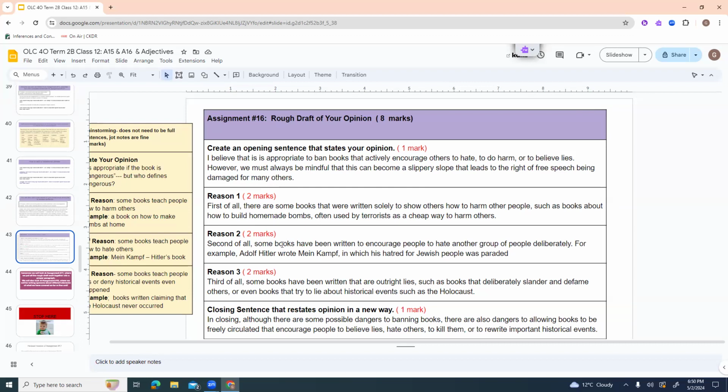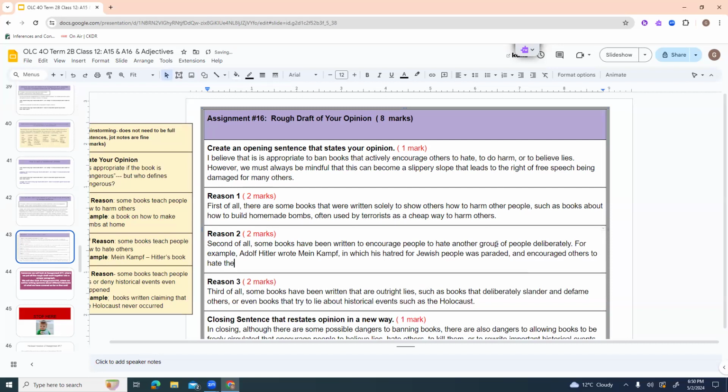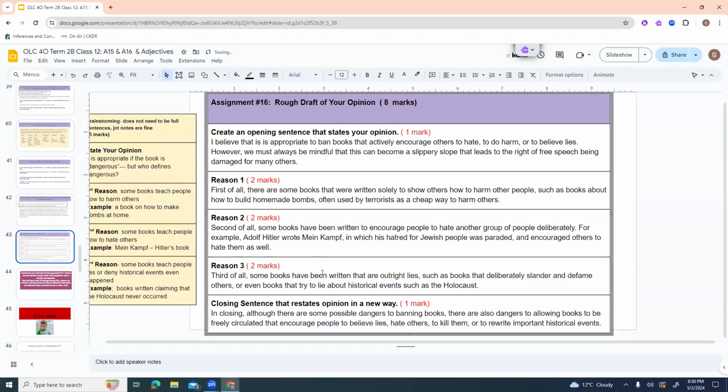Reason 2. Second of all, some books have been written to encourage people to hate another group of people deliberately. For example, Adolf Hitler wrote Mein Kampf, in which his hatred for Jewish people was paraded and encouraged others to hate them as well. Okay. Reason 3, we've talked about, we kind of expanded upon. I'm going to jump down to the closing sentence.